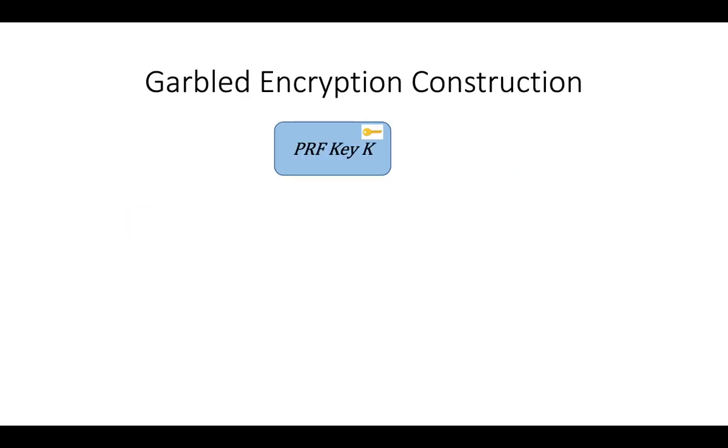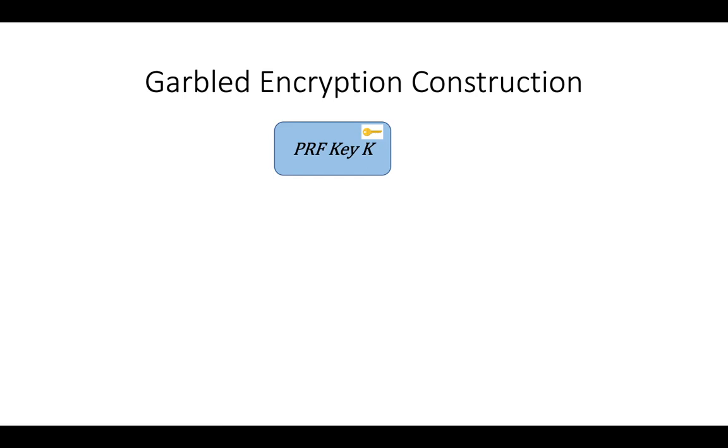So how do we construct garbled encryption? Well, it turns out that this can be done quite simply using garbled circuits. So the master secret key of the system is simply a PRF key K. And for simplicity, I'm going to consider the case where the encrypted messages are simply bits. However, this idea can be extended to polynomial length messages.